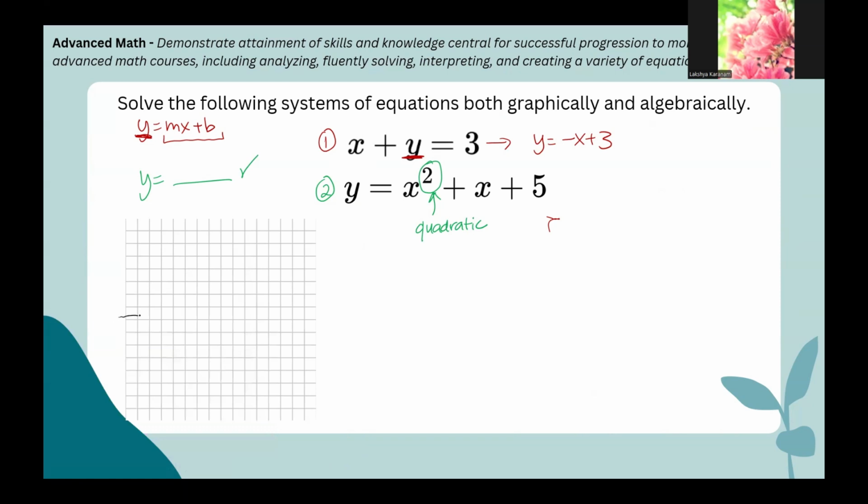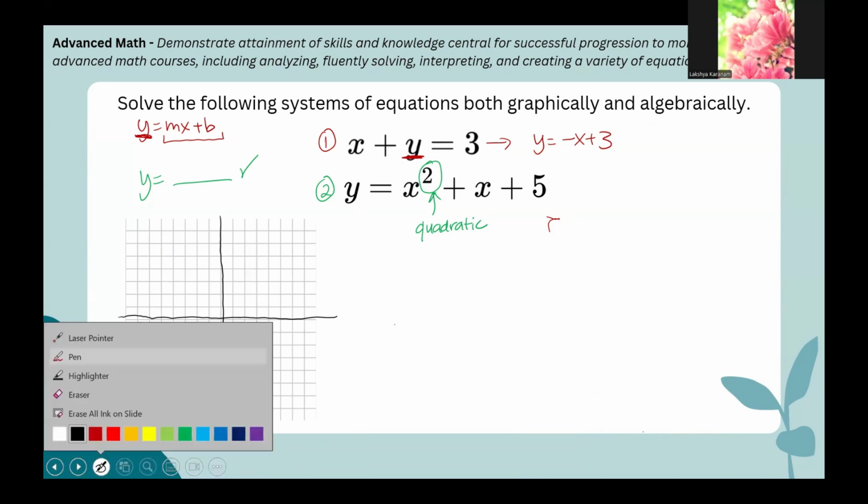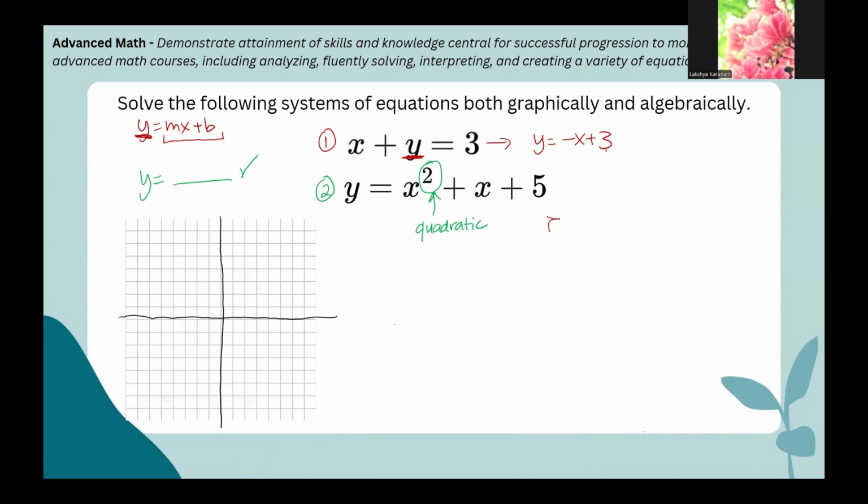So I'm going to be a little bit smarter about the line that I picked this time to graph. Usually they will give you a labeled graph, but let's just call this what it is. And then negative x plus 3 means that the y-intercept is positive 3. 1, 2, 3. And you have negative x, so the line is going this way. All right. Now let's graph the quadratic.